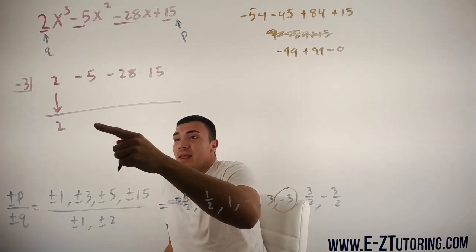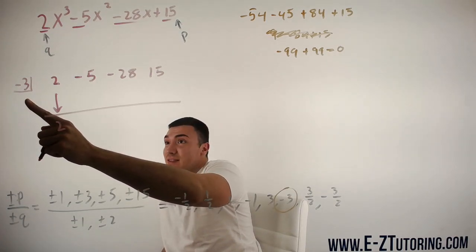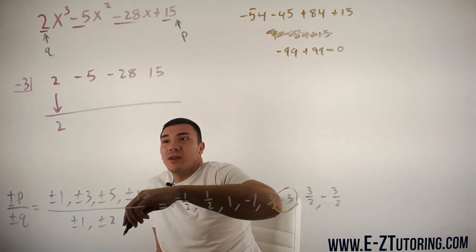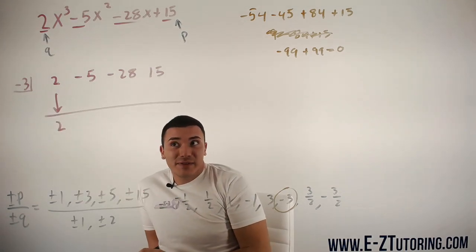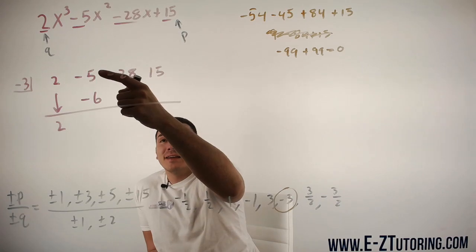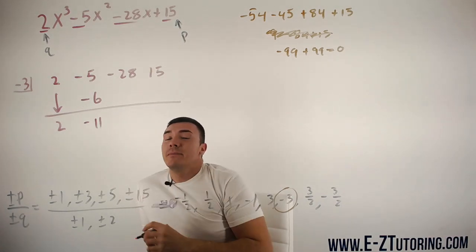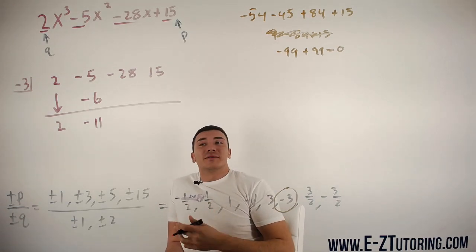Then what you do is you multiply this number by whatever you're synthetically dividing by, -3. 2 times -3 is -6. Then we put a -6 here. Then you just add these. -5 plus -6 gives us -11. And you repeat the cycle.